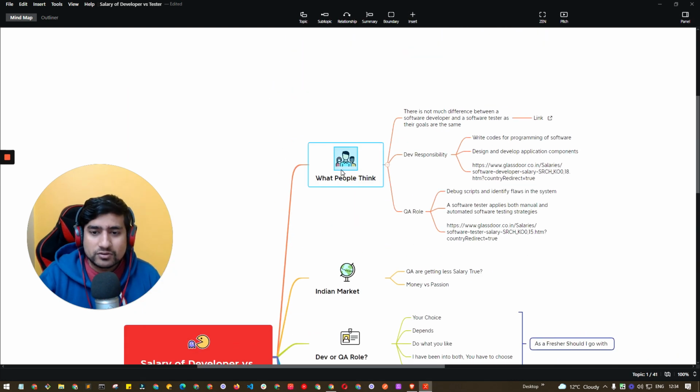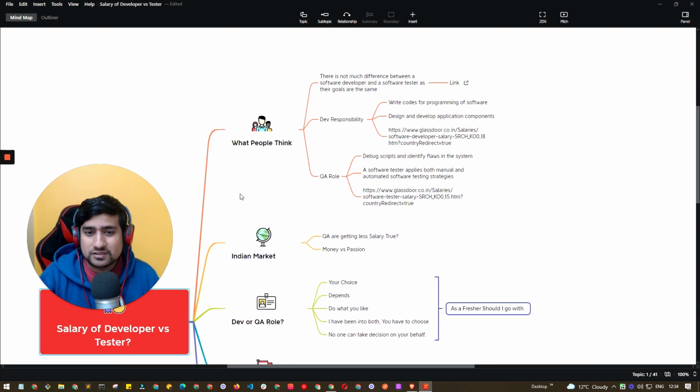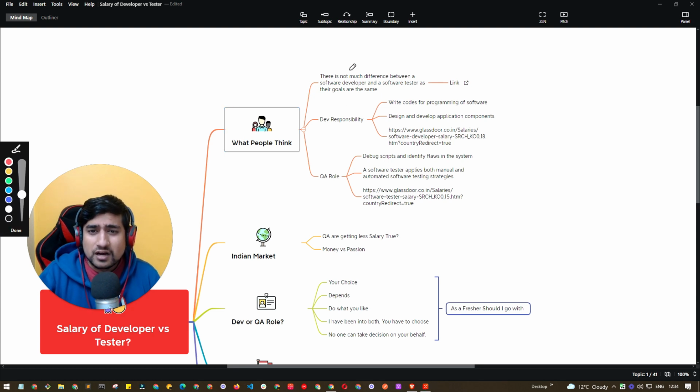Let's discuss the first topic, which is what people think about it. First of all, software developer versus tester. Let me pull up my marker. There is an article that I have read recently, which has a similar topic, saying there is not much difference between the software developer and a tester profile.